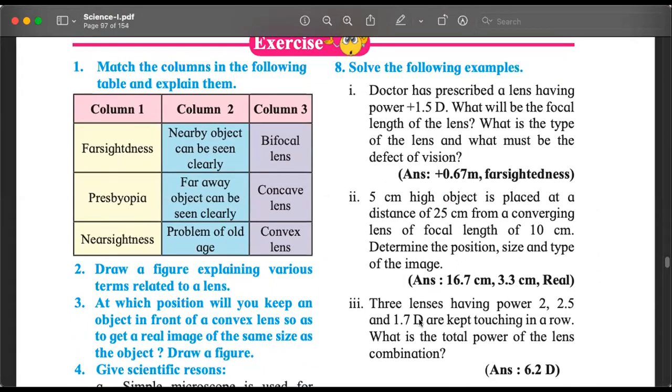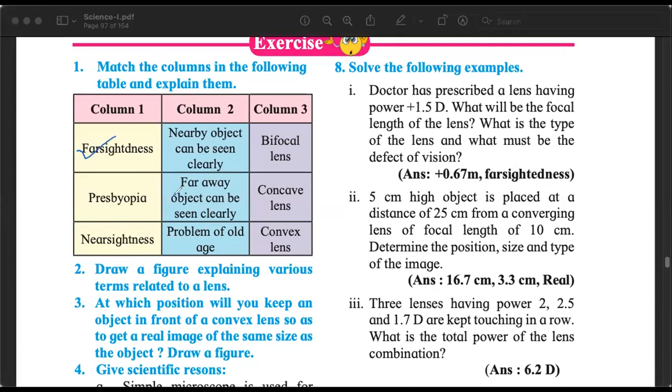A far away object can be seen clearly. Correct. And how can we fix it? Concave lens. Very good. What is presbyopia? Problem of old age. Correct. And how do we fix it? Bifocal lens. Very good.